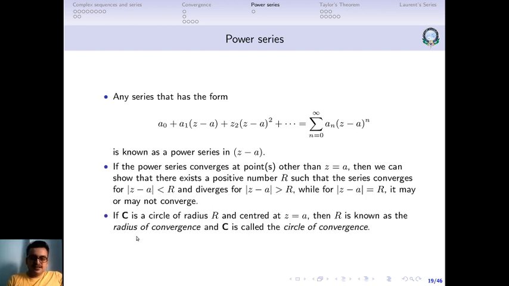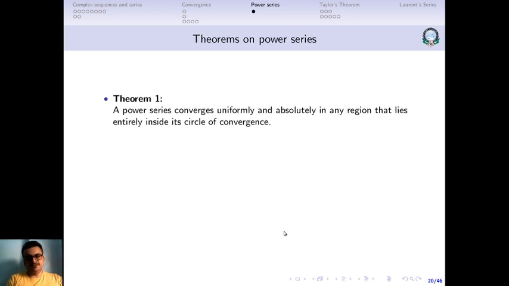If C is a circle of radius r centered at z equal to a, then r is known as the radius of convergence, because from this condition here we are talking about a circle, so r is known as the radius of convergence, and this C is known as the circle of convergence.